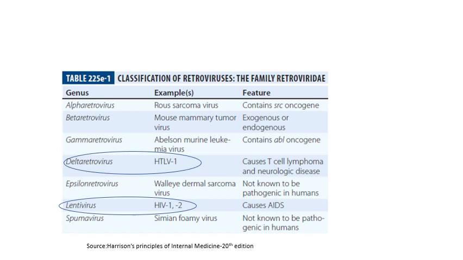So these are the different retroviruses. The retroviruses which are of concern to humans are delta retrovirus and lentivirus. Delta retrovirus is the human T-cell lymphoma virus which causes T-cell lymphoma and neurological disease, and the other most important virus is the lentivirus, which is HIV 1 and 2. And this causes AIDS.